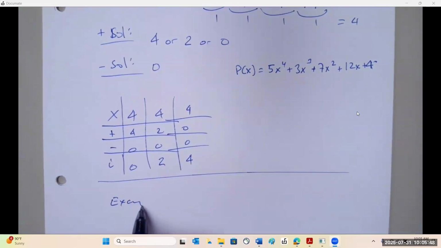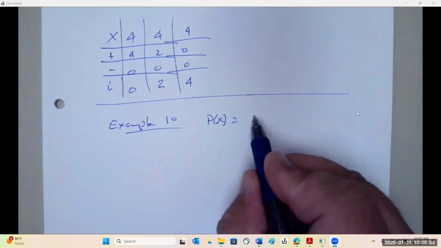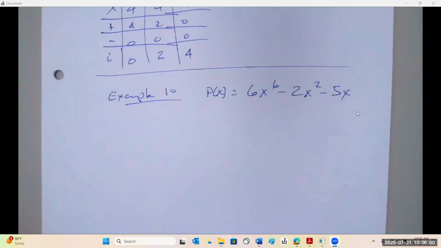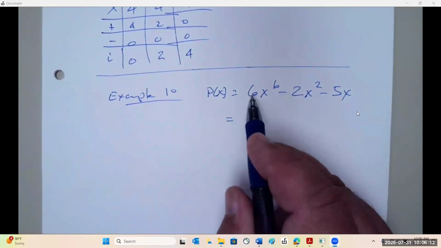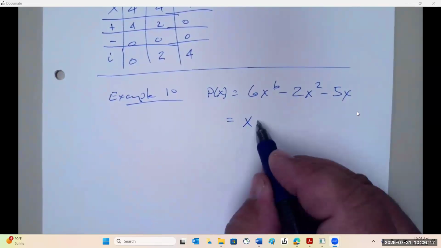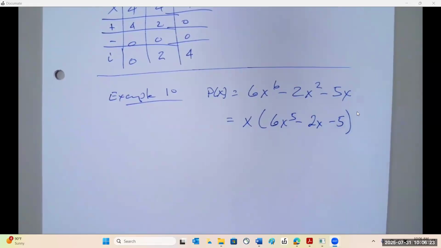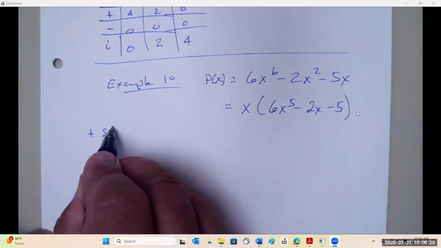One real quick last one, because we have to look at if we have no constants. 6x to the 6 minus 2x squared minus 5x. Remember, you're supposed to have a constant, right? But we don't have a constant. What can we do? If you don't have a constant, that means they all have x's, right? That means we can factor out an x.